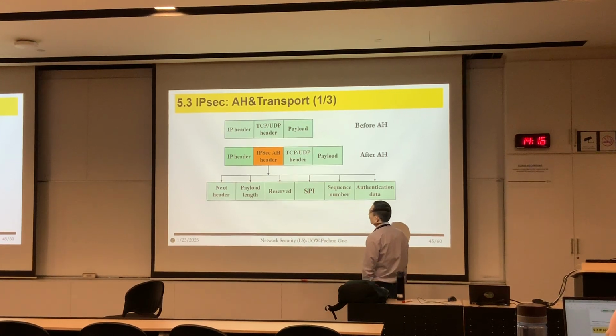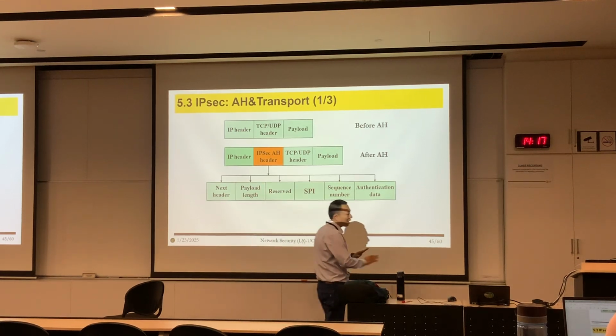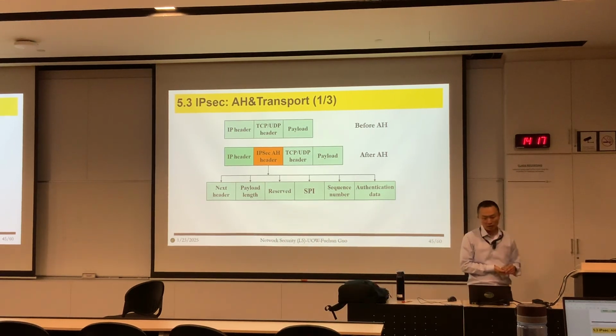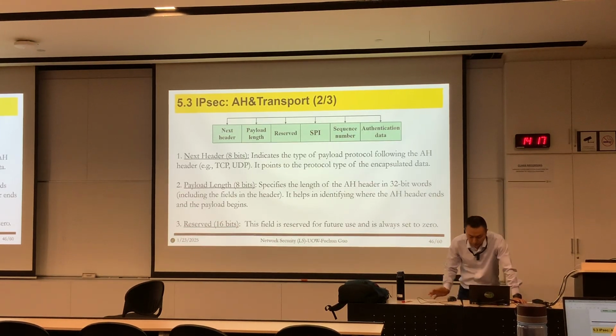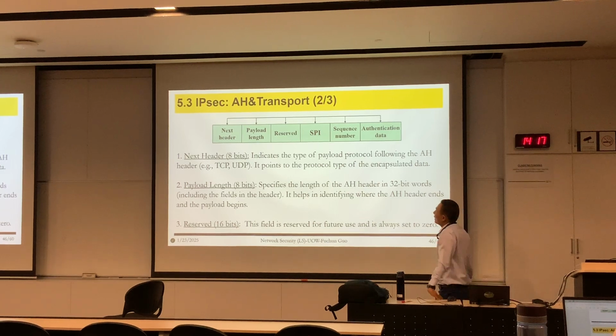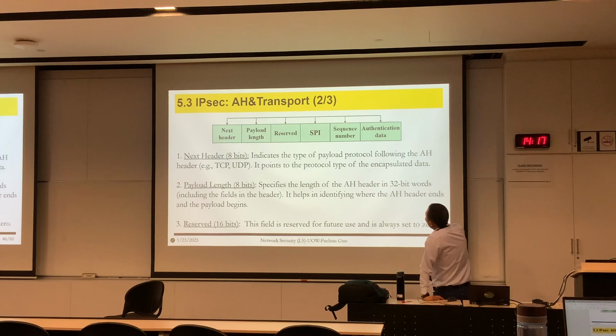See, you can see that. Again, it also has the length. So length is everywhere in most protocol headers. And the detail is that, okay, that's the first field. Next header indicates the type of payload protocol following the AH. It points to the protocol type.